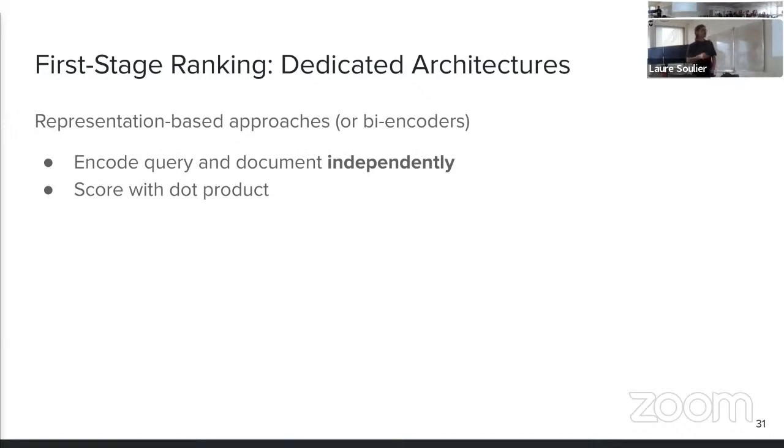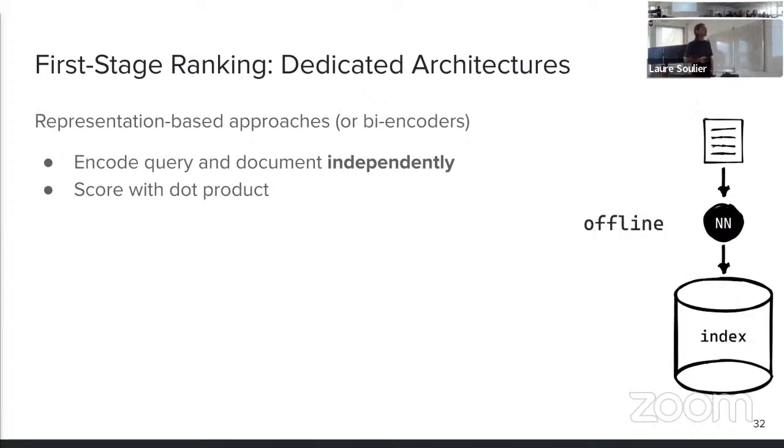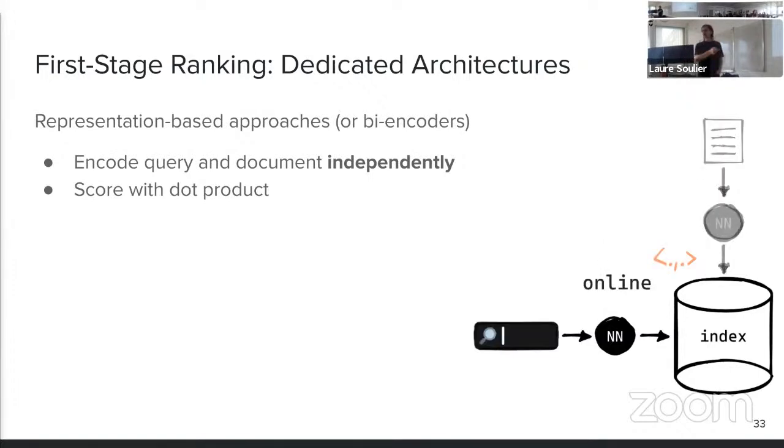And so all the first stage ranking models follow a representation-based approach, where we encode queries and documents independently in the model, and the relevance score can be computed with dot products, for instance. If we do this, then we can compute all the document representations offline and store them in an index, and at inference time, we only need to encode the query and search the index. Existing methods belong to two main families, namely dense and sparse.